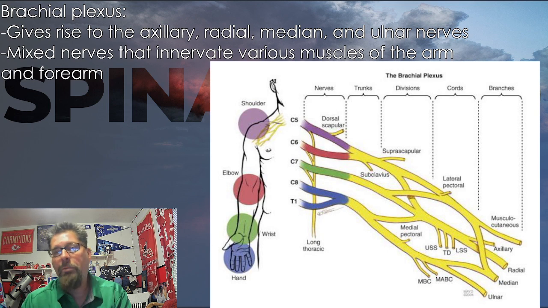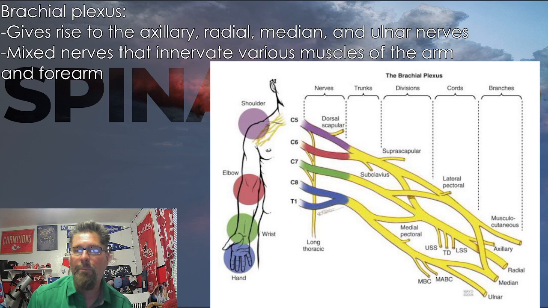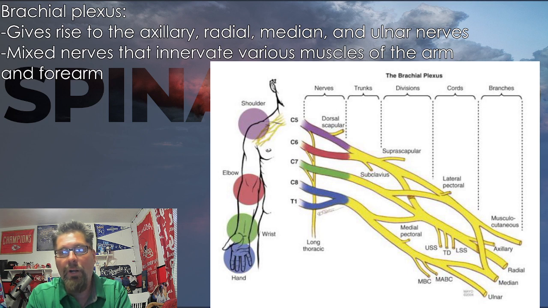Okay, the brachial plexus is a pretty interesting one. And again, the diagram here is color-coded, so you can kind of see the purple and the, I don't think that's a burgundy, but close enough, and then the green and the blue. And you can see that it gives rise to the axillary, the radial, median, and ulnar nerves. And these all help supply nerve endings for each of these particular areas. And they're color-coded, as I mentioned.